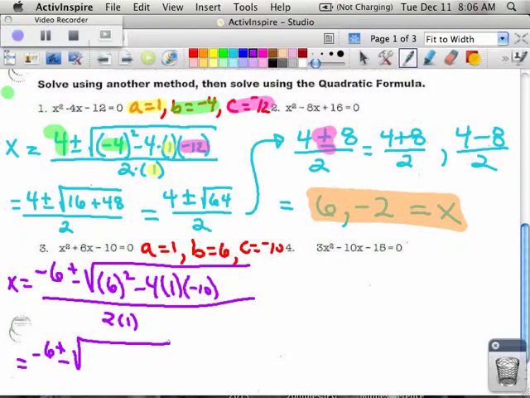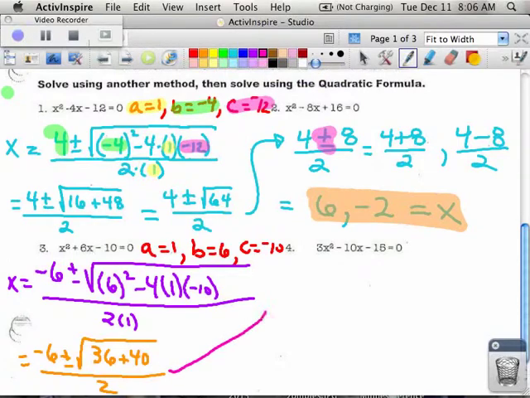I probably should use a different color. Sorry. I'm going to change up my colors here. So I have negative 6 plus or minus the square root of 36 with the 6 squared. And negative 4 times 1 times negative 10 is positive 40. And then all of that, of course, is over the 2 times 1, which is the 2. And we're going to ignore number 4 for right now and do that on another slide.